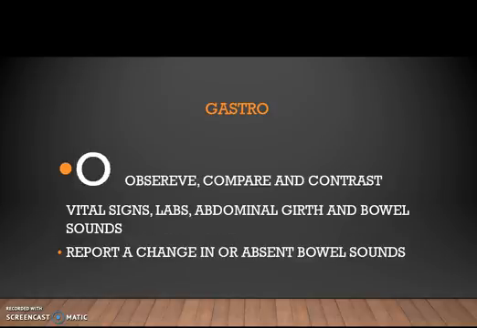And finally, the O part of gastro is to observe, compare and contrast vital signs, labs, abdominal girth, and bowel sounds, and report a change in anything or absent bowel sounds. Observe, compare, and contrast vital signs, lab values, daily weights. Increased heart rate, respiratory rate, or decrease in BP and/or hemoglobin or hematocrit may indicate bleeding or hypovolemia.